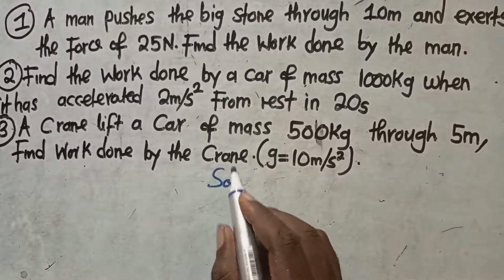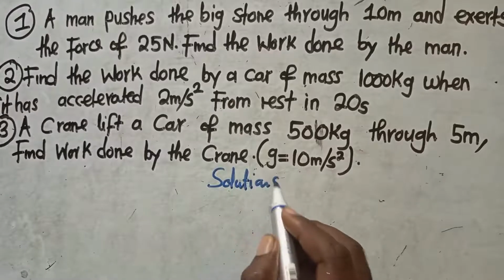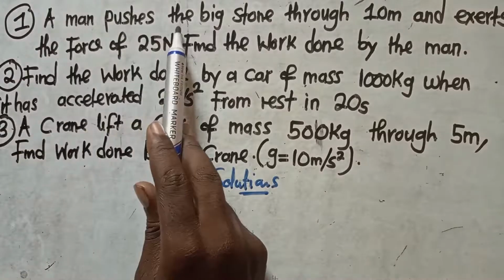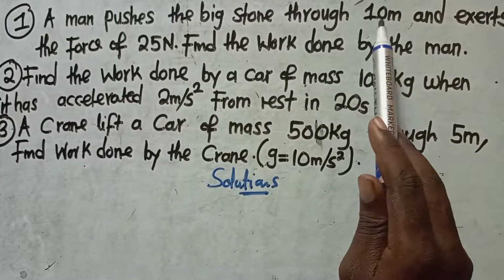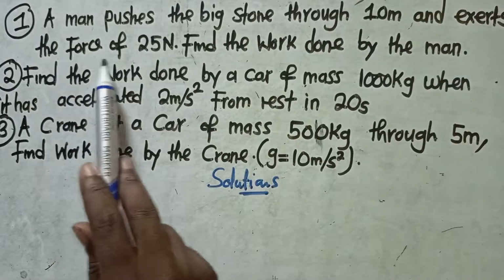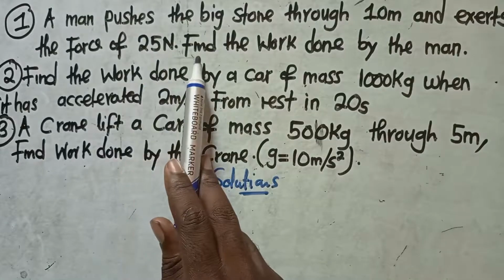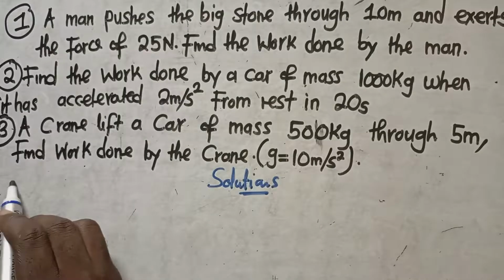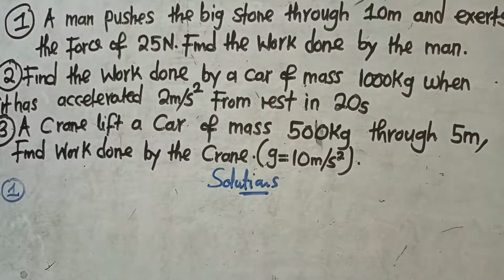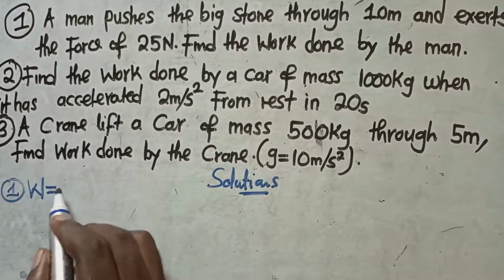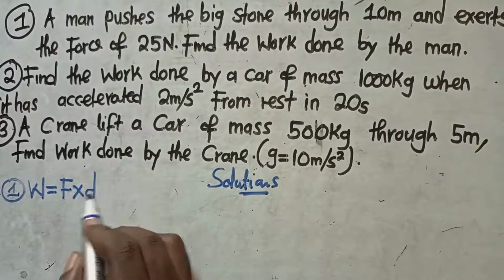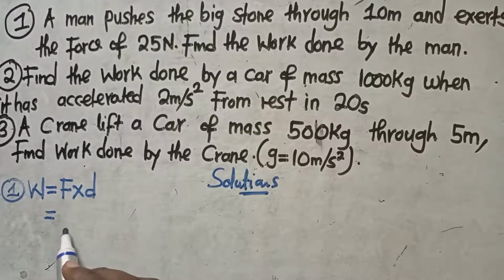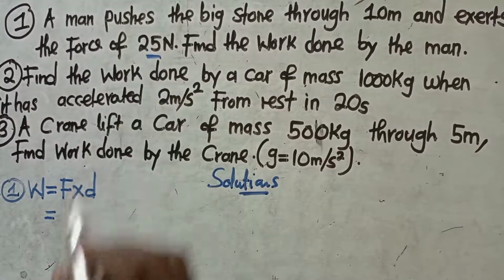So, solutions. How can we answer these questions? The first one: a man pushes a big stone through 10 meters and exerts a force of 25 newtons. Find the work done by the man. You are told to find the work done by that man. How can you find the work done? Work done is equal to force times the distance, where the distance is in the direction of the force. What is the force? 25 newtons.